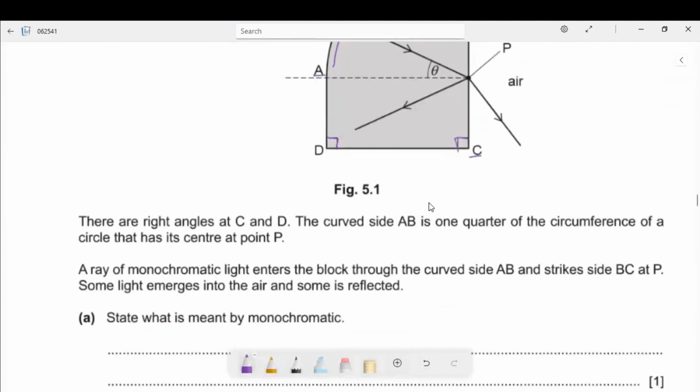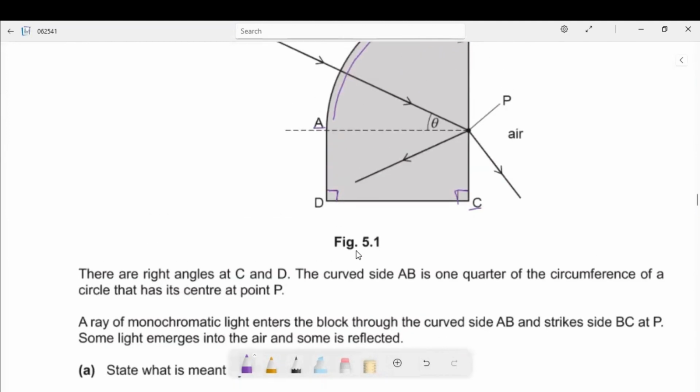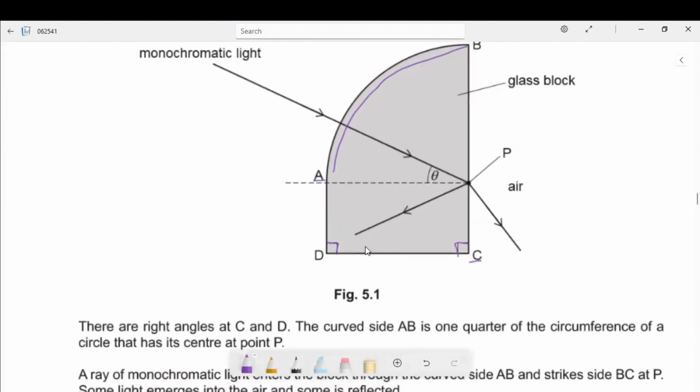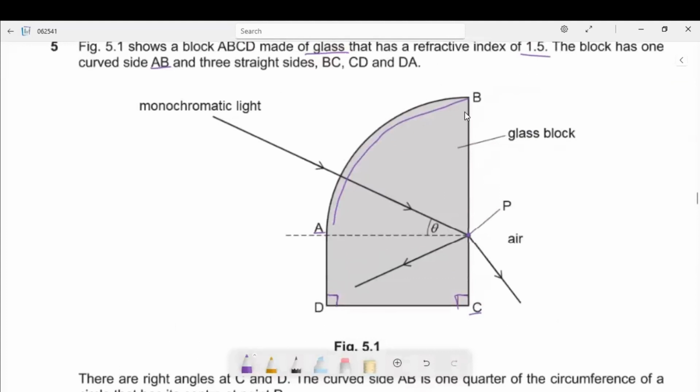The curved side AB is 1/4 of the circumference of the circle which has center at P. So this AP or BP can be the radius. It is a quarter of a circle.